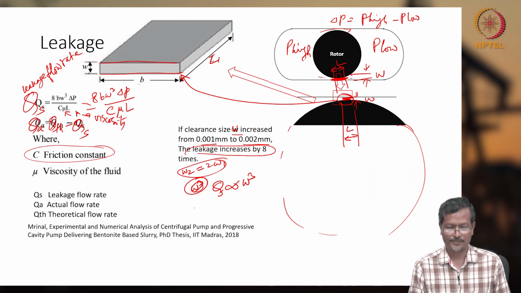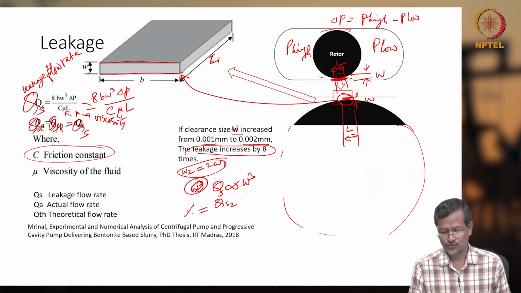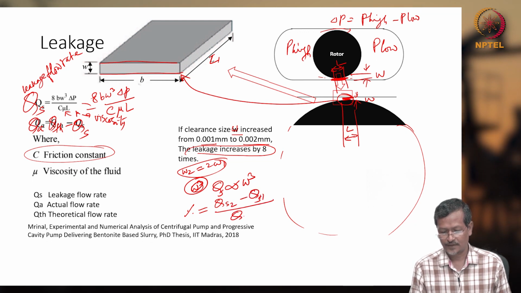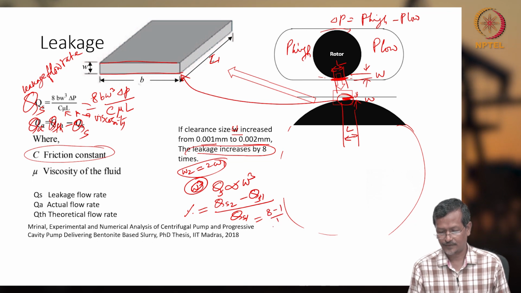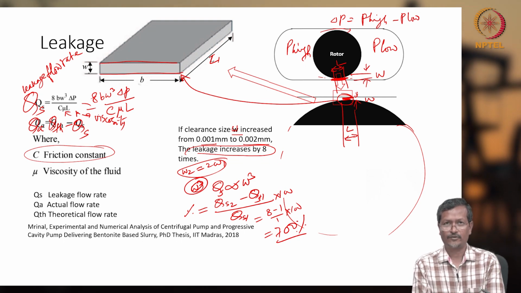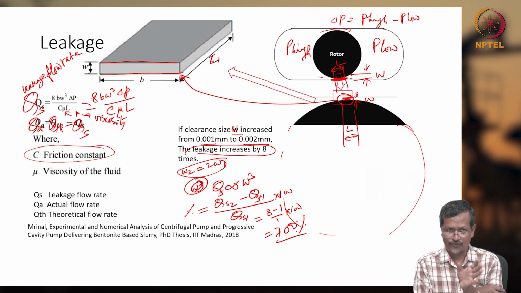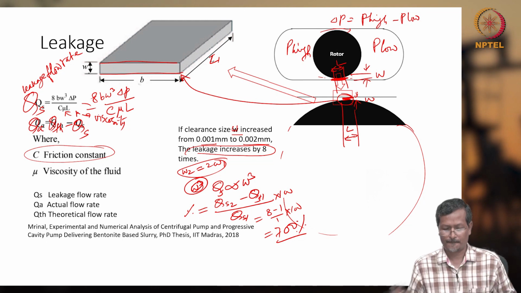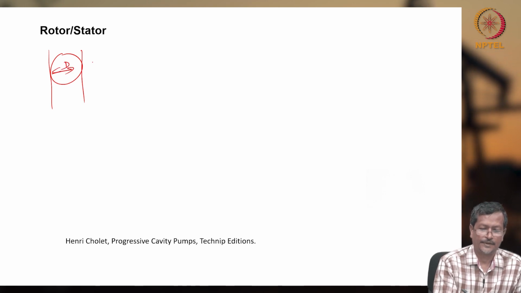And percentage wise, the percentage of flow will be (Qs2 minus Qs1) divided by Qs1. So it will give (8 minus 1) divided by 1, so 7 into 100, no? 700%. Okay, 700% increase will be there in your leakage flow rate. So a small change in leakage area will affect your flow rate very much, if you change a small amount.